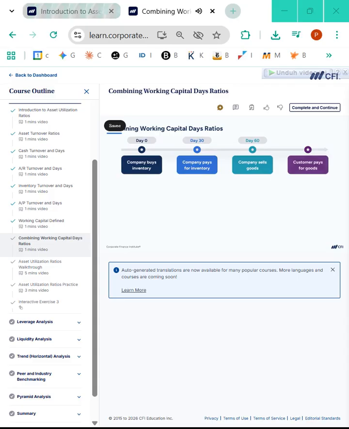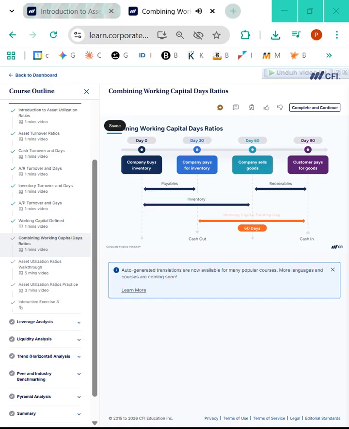Now, cash went out on day 30 and cash came in on day 90. There was a period between day 30 and 90 of 60 days that we are going to need to fund as a company. This 60-day period between when we have to pay and before we receive payment is referred to as a working capital funding gap. It's probably no surprise to you.